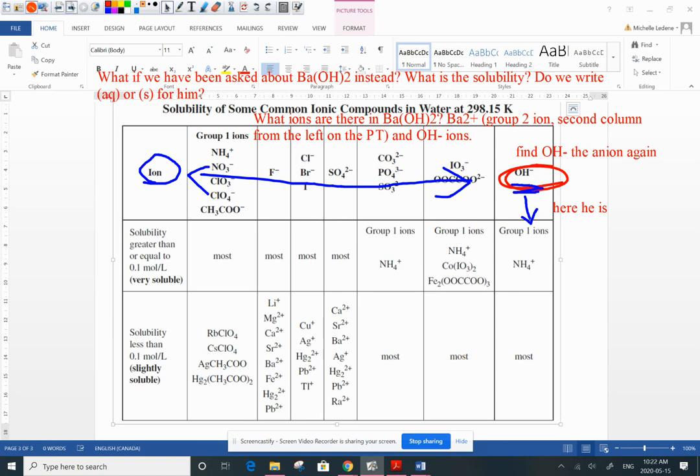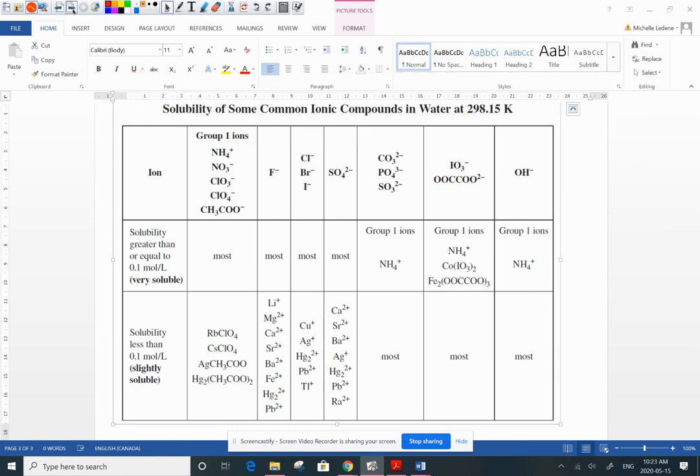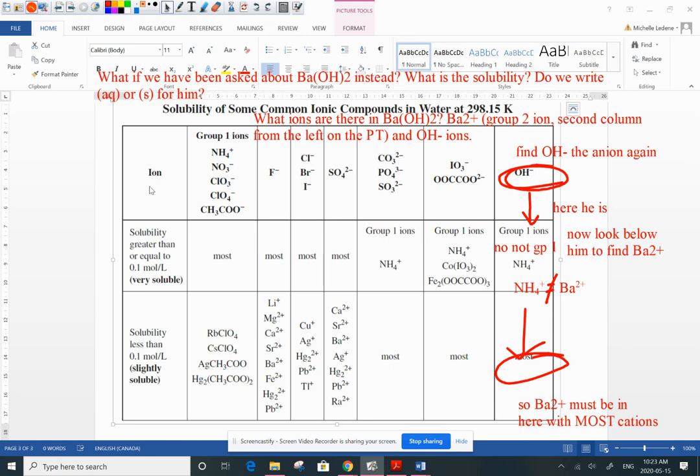Okay, so let's take a peek. Well, where's barium? Is he a group 1 ion? No, he's not group 1. He's group 2. Okay, well, that doesn't help me. Is he ammonium? No, ammonium and barium are not the same. So where must he be? He's not in that top column, so he's got to be at the bottom with most other guys, right? It says most cations are going to be found here. So aluminum and any other group 2 ions, all the guys in the middle like iron and those multivalent guys. Okay, great. So he must be in this most category.